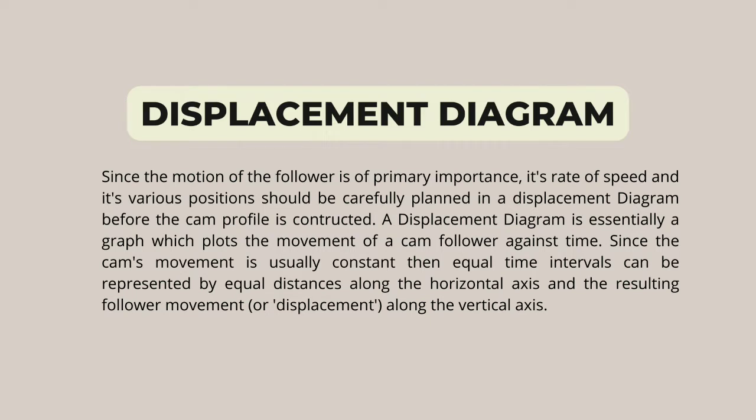Since the motion of the follower is of primary importance, its choice of speed and its various positions should be carefully planned in a displacement diagram before the cam profile is constructed. A displacement diagram is essentially a graph which plots the movement of a cam follower against time. Since the cam's movement is usually constant, equal time intervals can be represented by equal distances along the horizontal axis and the resulting follower movement or displacement along the vertical axis.